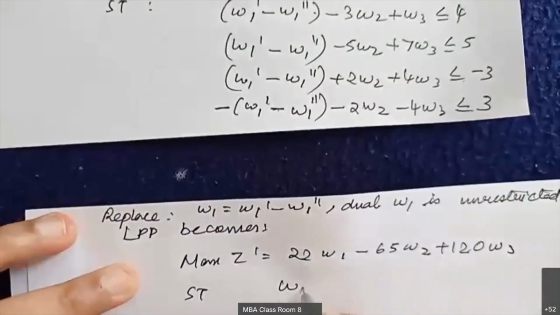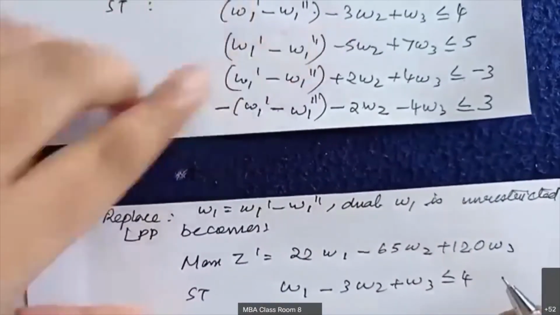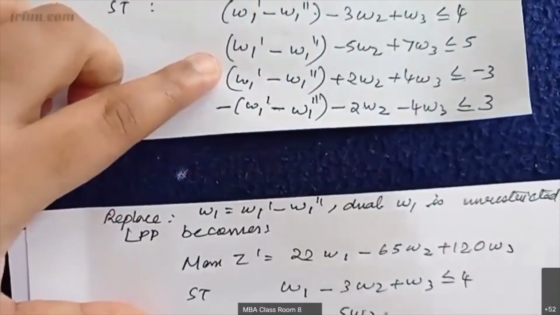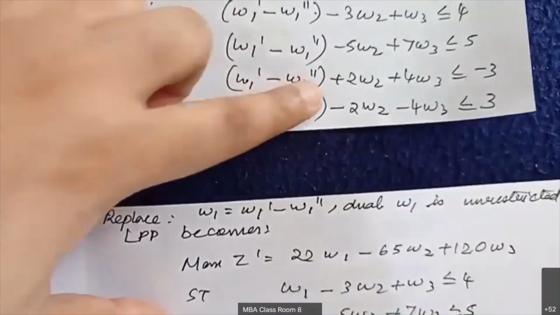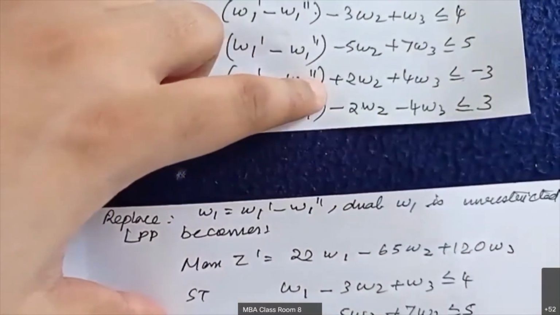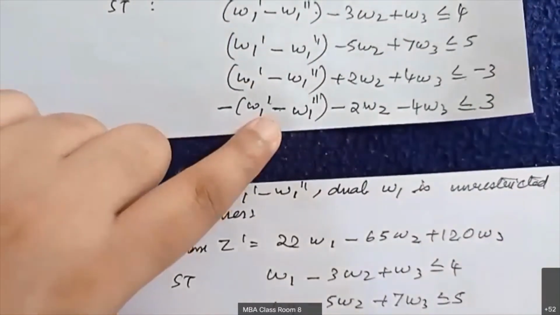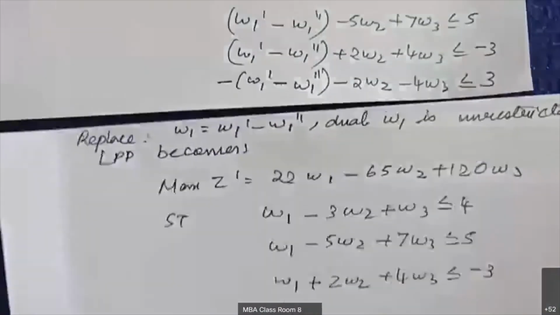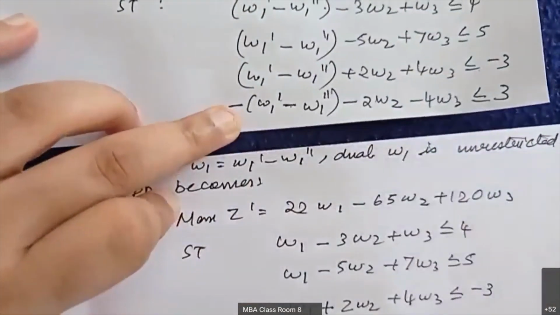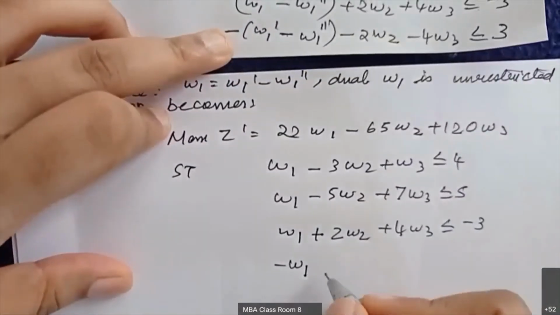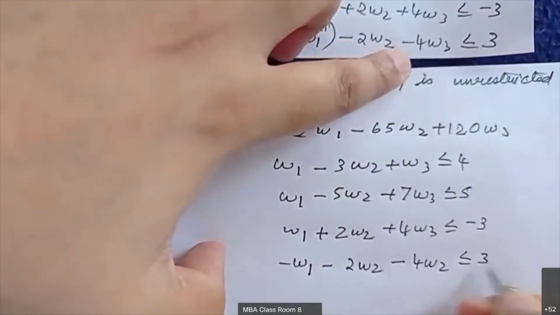Subject to, again, the first constraint: W1 minus 3 W2 plus W3 less than or equal to 4. Similarly, W1 minus 5 W2 plus 7 W3 less than or equal to 5. Again, W1 plus 2 W2 plus 4 W3 less than or equal to minus 3. Again, minus of W1, okay, can you see? Here I am replacing it with W1, then minus 2W2 minus 4W3 less than or equal to 3.